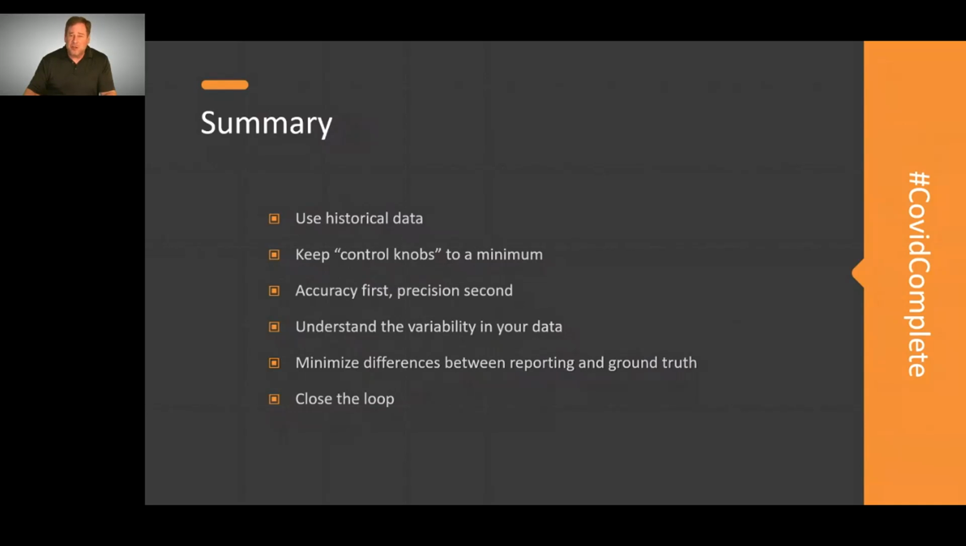Favor simple models where you actually put the emphasis on understanding the underlying data, which, as I've described, can be fairly difficult to understand. Favor accuracy first and precision second. Make sure you understand where the variability in your data is coming from. Make sure that you understand what your data really means. And that's what I mean when I say minimize the differences between the reporting and the ground truth; you could summarize that by saying understand what your data really means.